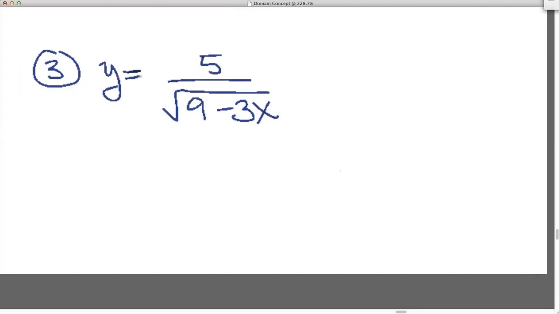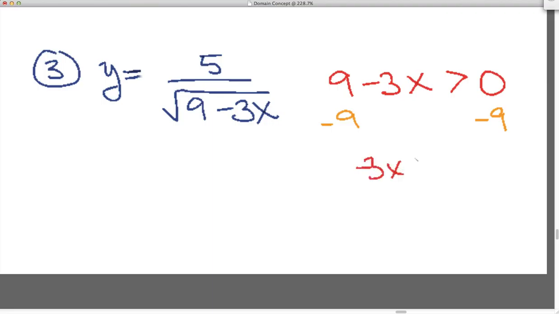Now let's look down here at this problem. This one has the combination of both rules. So the way rule 3 said, we would take whatever's under the square root, make it greater than 0, and then solve the inequality. What is the opposite of that positive 9? How would I get it to the other side? I would subtract that 9 on both sides, leaving me with negative 3x is greater than negative 9. Then I would undo that multiplication by dividing by negative 3.